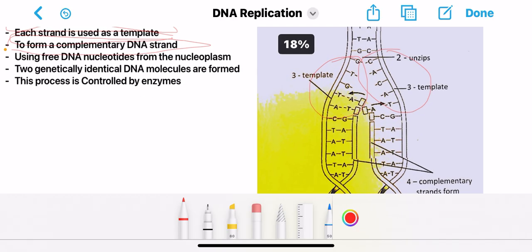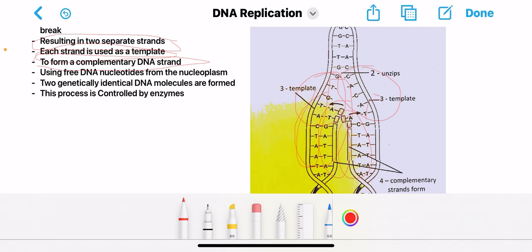Now you can see that it is forming a complementary DNA strand, using free nucleotides from the nucleoplasm. As I stated before, the nucleoplasm consists of free nucleotides. Those free nucleotides can be either RNA nucleotides or free DNA nucleotides.